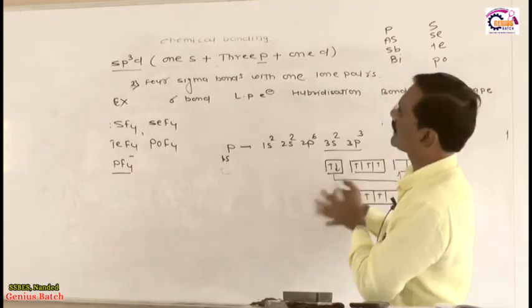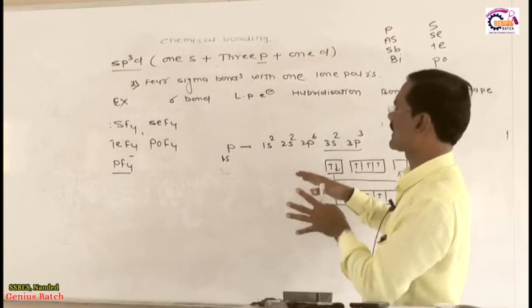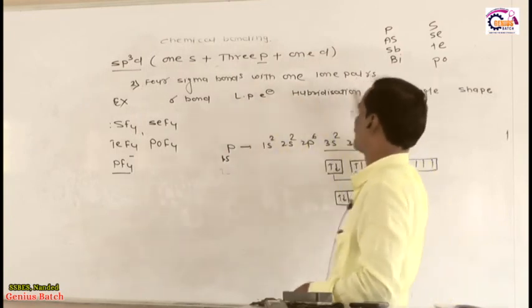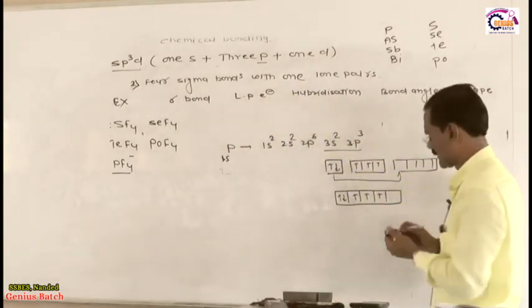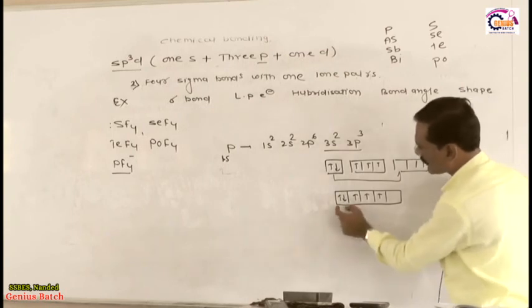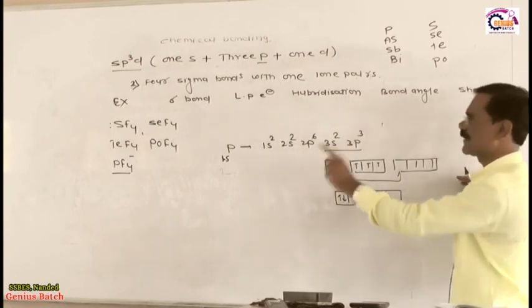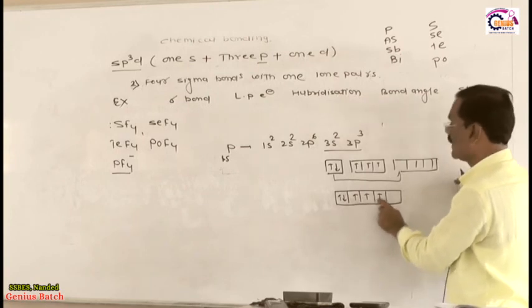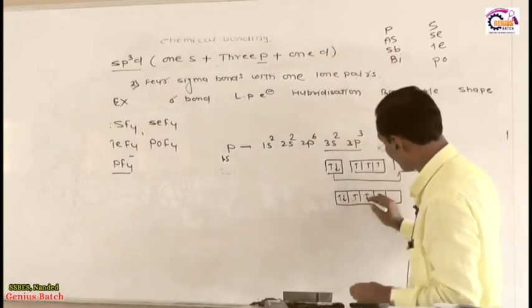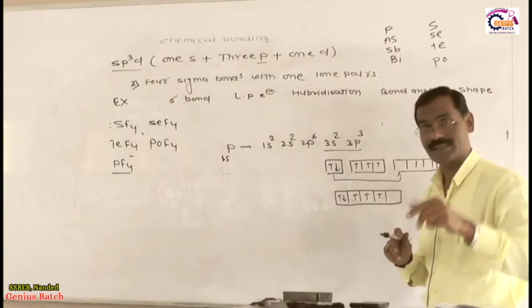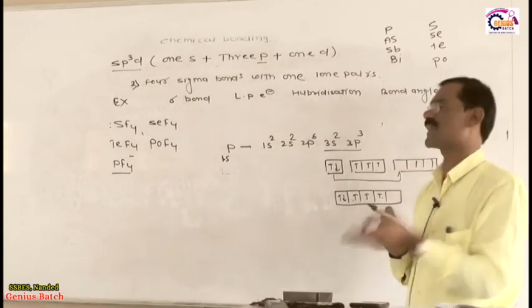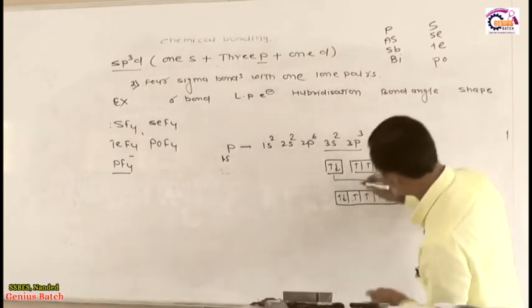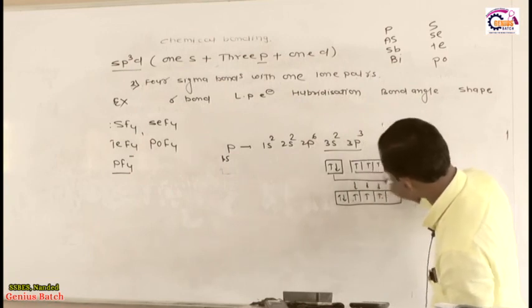So what happened in the sp3d hybridization? This is an example of 4 sigma bonds with 1 lone pair. Now dear student, one orbital contains the lone pair of electrons, and these 3 hybrid orbitals contain unpaired electrons that form covalent bonds with 3 fluorine atoms, because one fluorine donates an electron, another fluorine, the next fluorine.